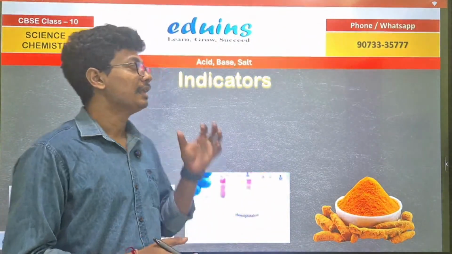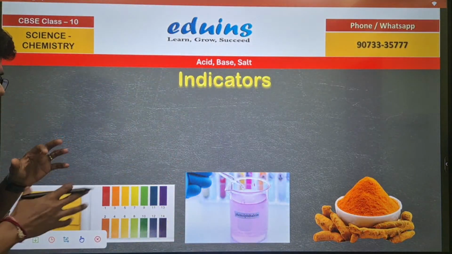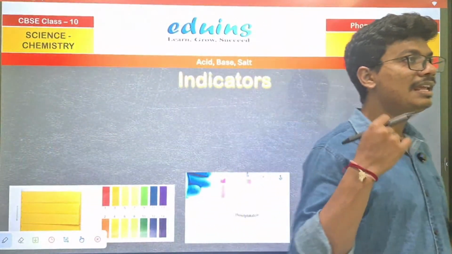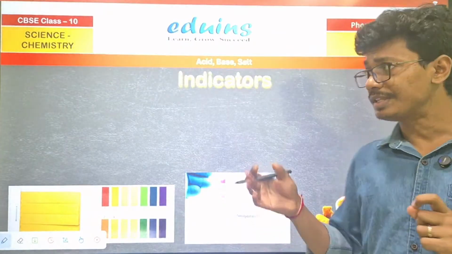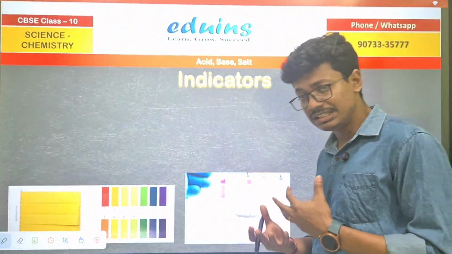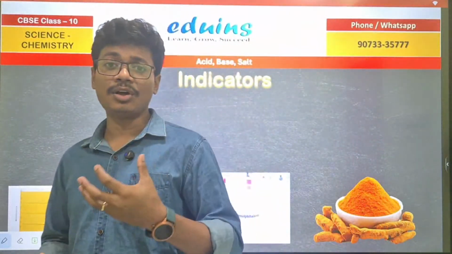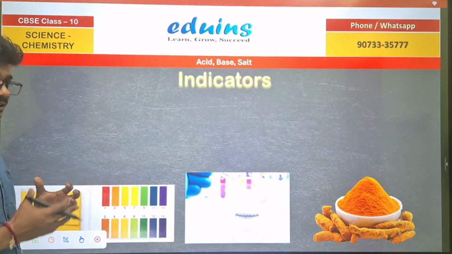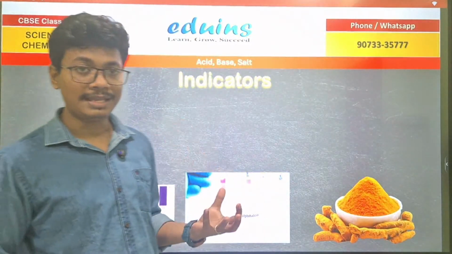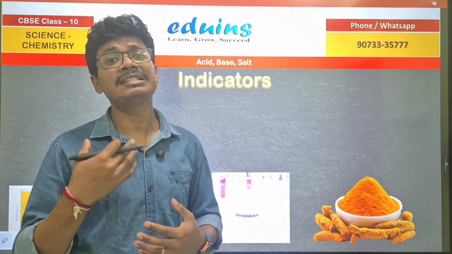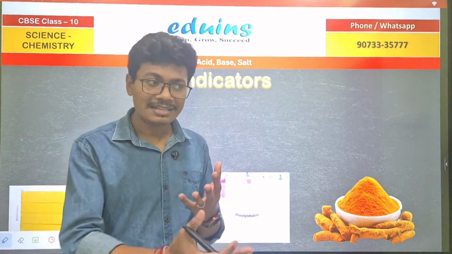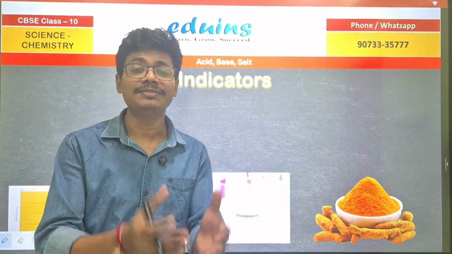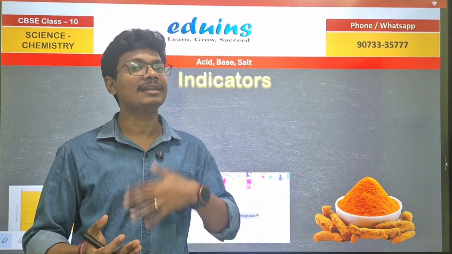Then how do we understand that this is an acid and this is a base? This happens by the indicators. Indicators are substances which change their color or smell in the presence of acid or base. That's how they help to identify for us that this is an acid and this is a base.